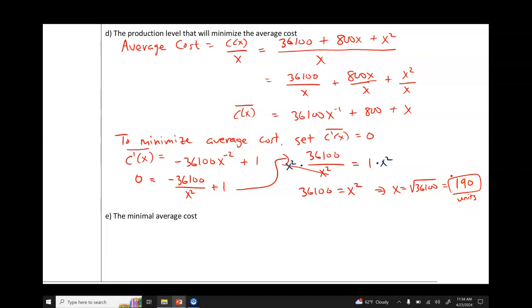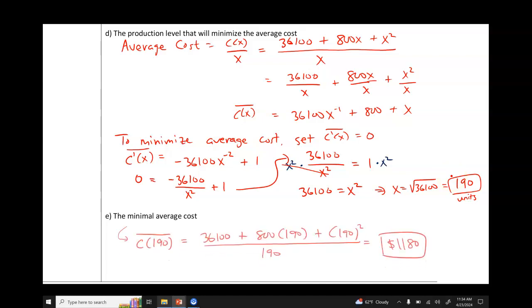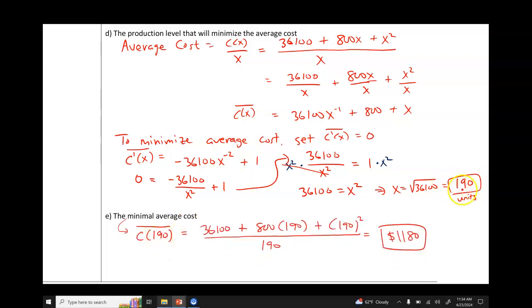And then the minimal average cost, so we know that 190 units minimize the average cost. The average cost function is up here, the 36,100 plus 800x plus x squared over x. We now know that x is 190. So we're just going to replace all the x's with 190, and we get our minimum average cost to be $1,180.